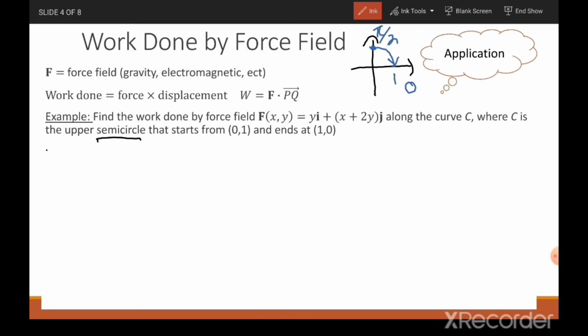So this one is a semicircle. When it is a semicircle, better to use x equal to cos theta. In this case we use t, we don't use theta. So y is equal to r sin theta, so y equal to 1 sin t. It starts from pi over 2, 90 degrees, and goes until 0.